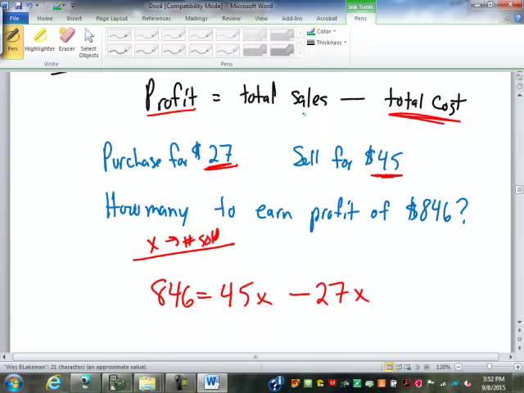So I'm going to pause here. Any questions on where the 45X minus 27X came from? We sold them for $45 each, times X is how many we sold. That is our total sales. We purchased them for $27 each, times X. That is our total cost.